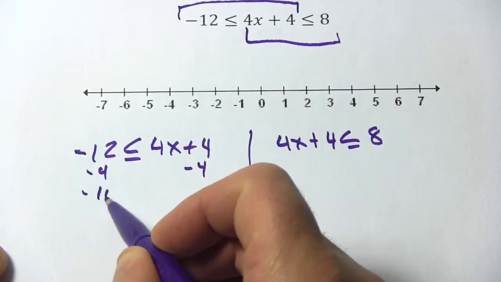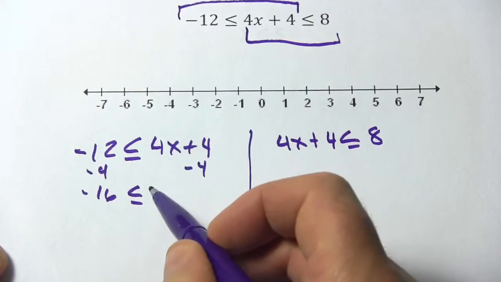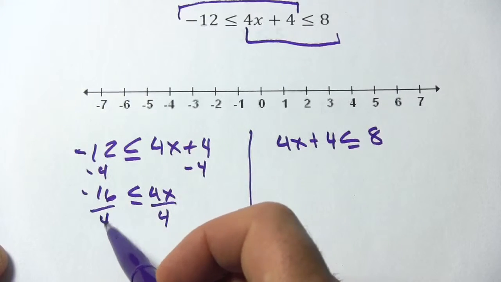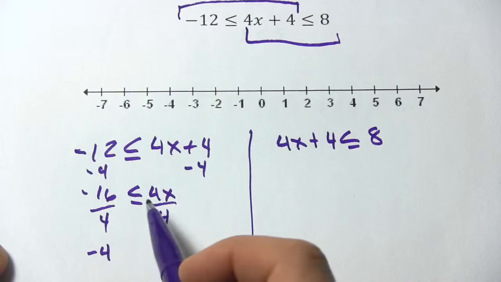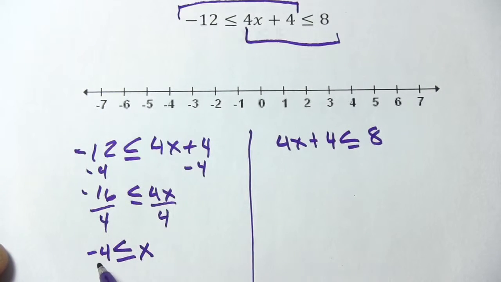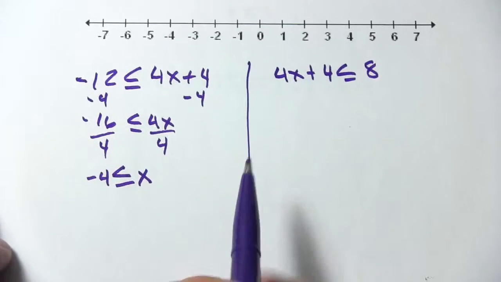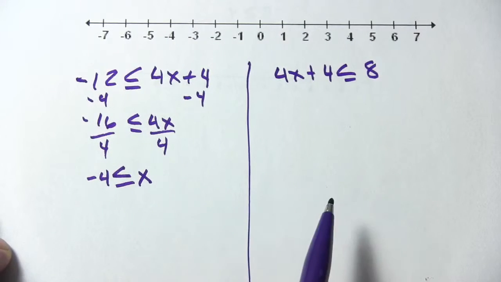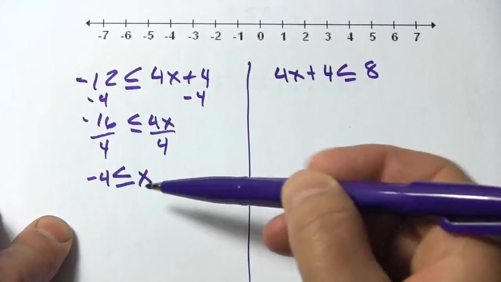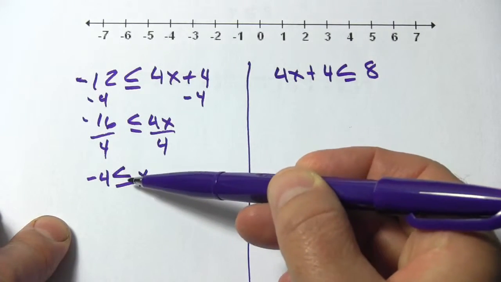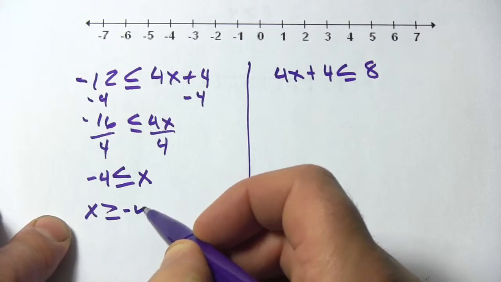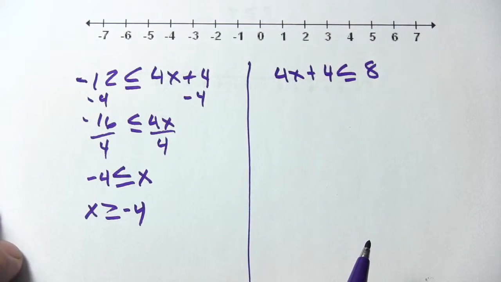sides. It's negative 16. And then we've got 4x, so I can divide by 4. So I've got negative 4. I don't need to flip the sign because I didn't multiply or divide by a negative. The way it reads here is negative 4 is less than or equal to x. That's backwards from the way we usually do it. If you were reading from the other direction, it would be x is greater than or equal to negative 4. So I'm just going to write it that way to keep it straight in my head when I graph it.